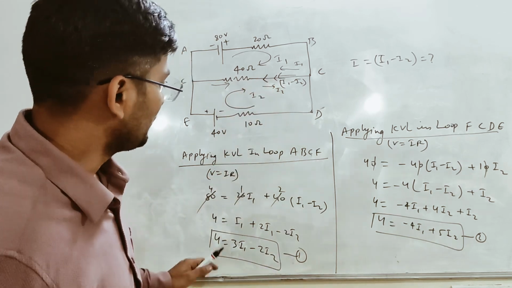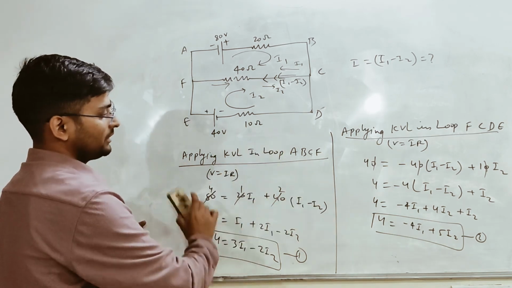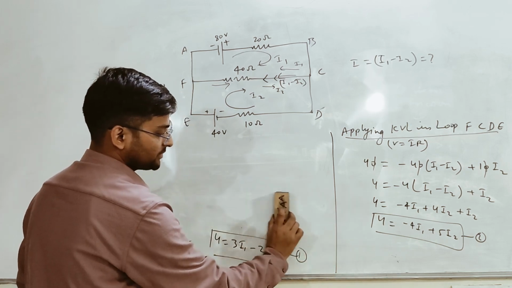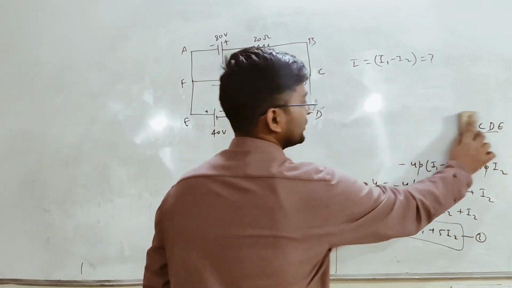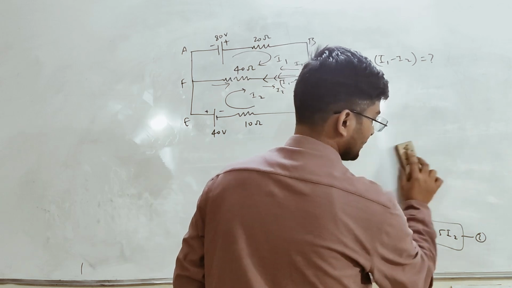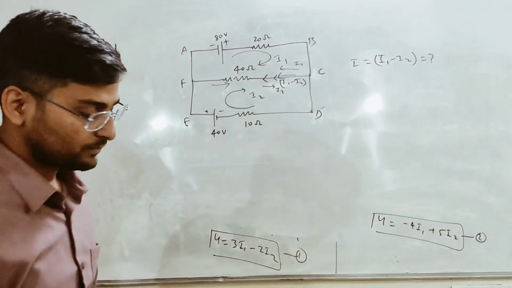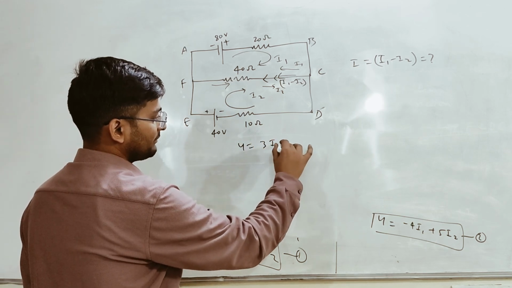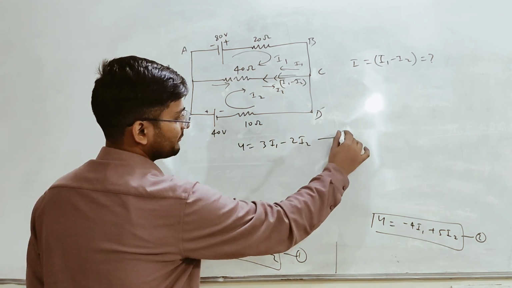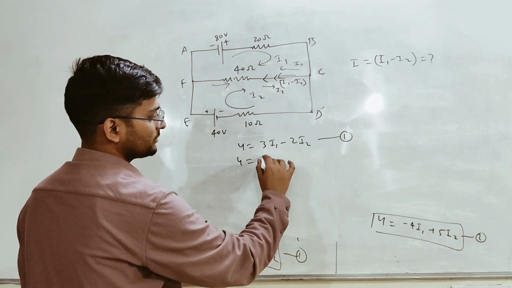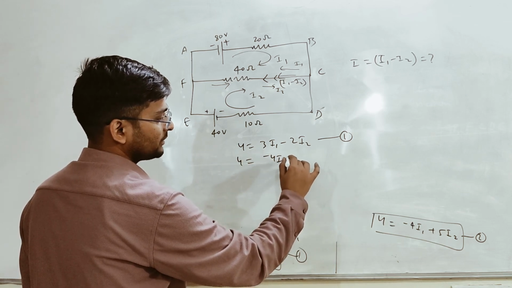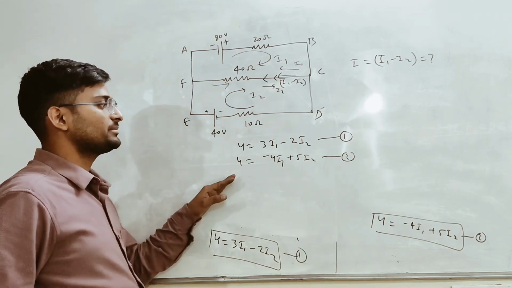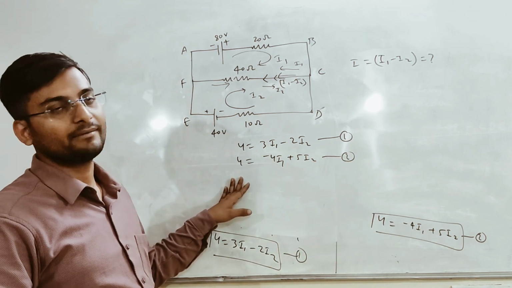Now we erase this upper part so that I can solve these equations. We left only these equations because we want them right now. The first equation is 4 is equal to 3I1 minus 2I2. The second equation is 4 is equal to minus 4I1 plus 5I2. Now we apply the elimination method here and solve easily to get I1 and I2.